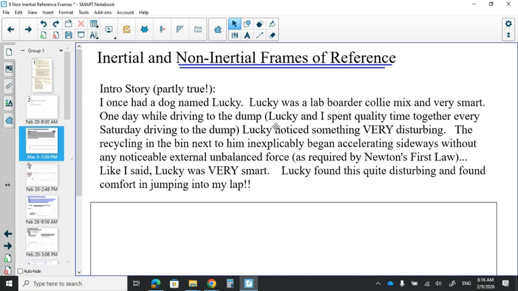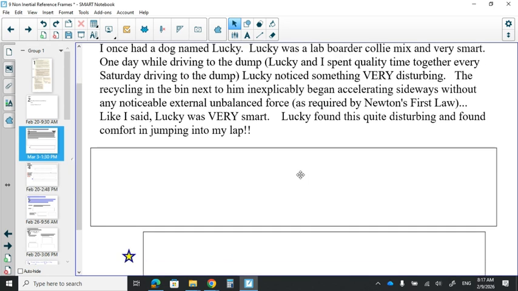The recycling bin next to him inexplicably began accelerating sideways without any noticeable external unbalanced force as required by Newton's first law. Like I said, Lucky was really smart. This is where it's maybe not as true. Lucky found this quite disturbing, that these cans from the recycle bin accelerated without any force, and he jumped in my lap. That part is true.